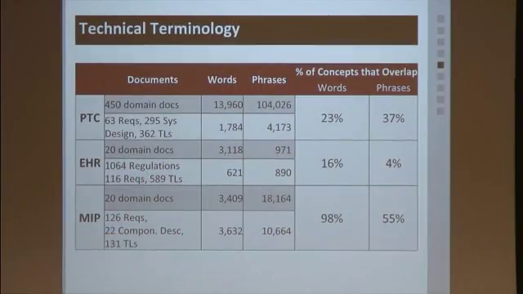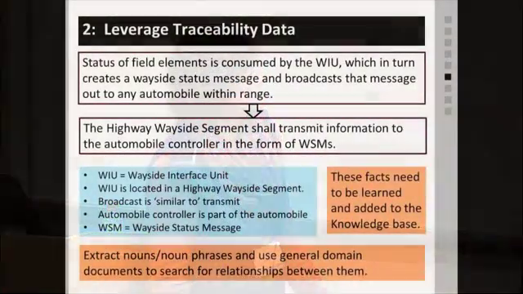That's one of the reasons that we think it's more effective to focus our effort on building the ontology that's actually needed by the software artifacts, and using the traceability matrix for that.